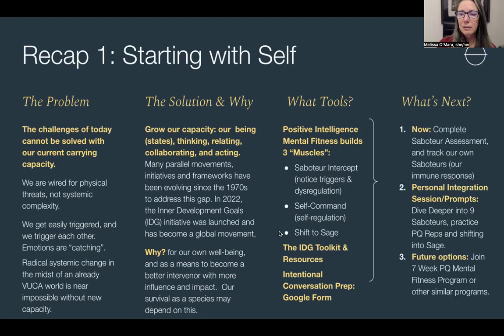So what's next? Complete your saboteur assessment and go and look into the personal integration session and prompts. Dive deeper into the 9 saboteurs, practice PQ reps, and do some journaling and notice how you can shift back into sage.